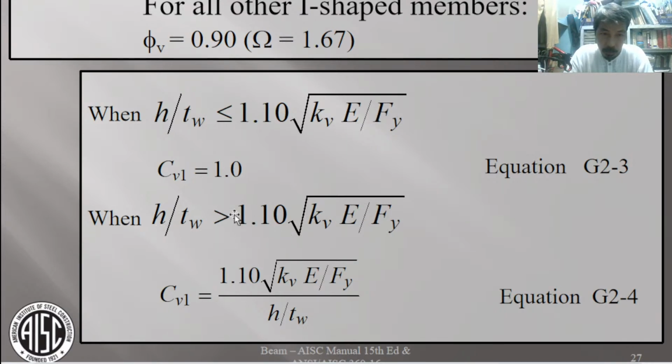So again, it could be greater than 1.1 square root of kv E over Fy. So we have what? Equation G2-3, equation G2-4. So now Cv1 is 1.1 square root of kv E over Fy, over h over tw. So we just divide this one with this one. Okay, so divided.